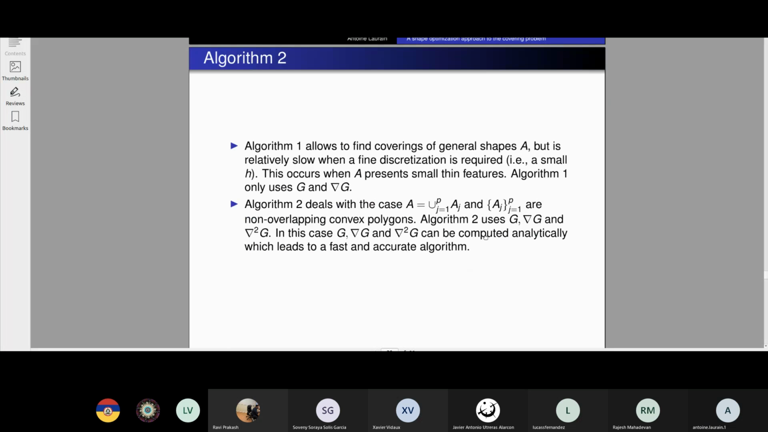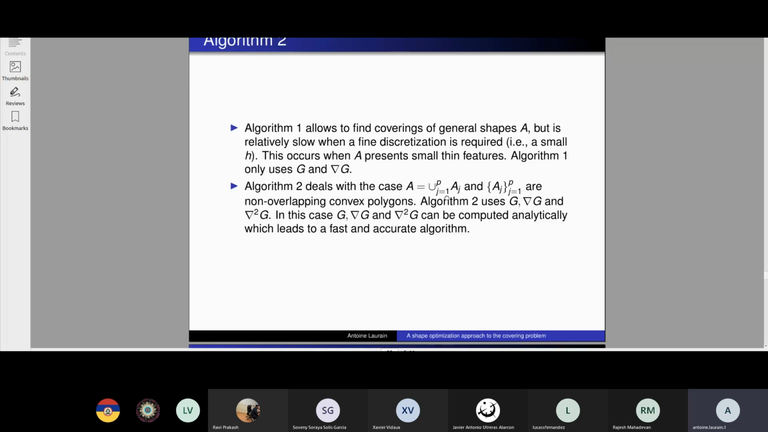Okay, so let me finish quickly with the second algorithm. The idea of the first algorithm is that we only use the first and second derivative, but the A can have any shape. In the second algorithm, the A must be the union of convex polygons. So it still gives you a lot of freedom, because you can approximate sort of any shapes with a union of convex polygons. And what is really nice with this second algorithm is that you can compute everything analytically, and this gives a very fast and accurate algorithm.